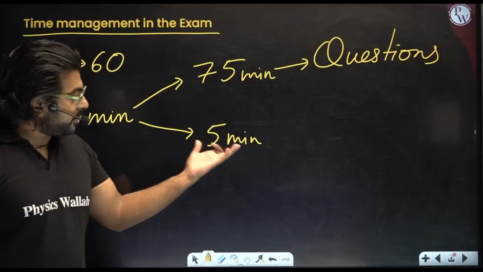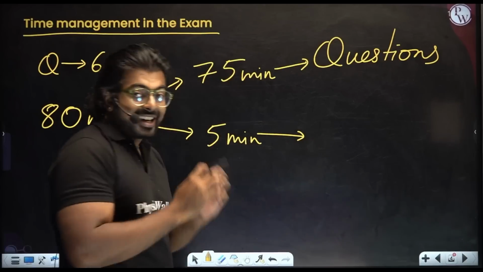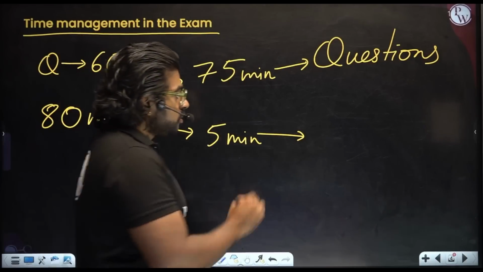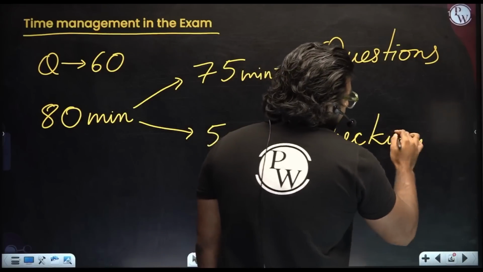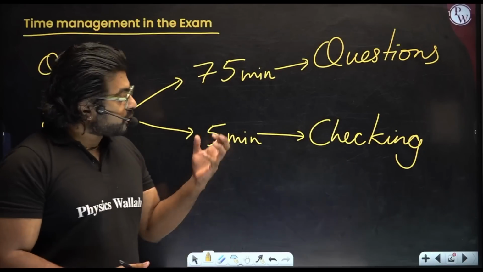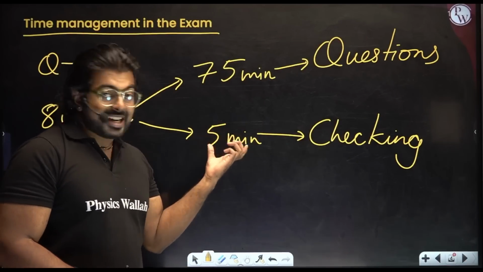The next 5 minutes or the last 5 minutes that you have should be for verifying or checking if you have marked all the options. So this is for checking. And there is a possibility that you have not solved some questions. So you have to mark those questions as well in this 5 minute slot. But it is just 5 minutes.